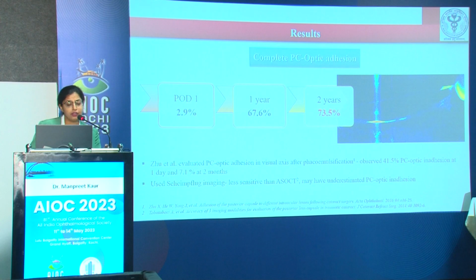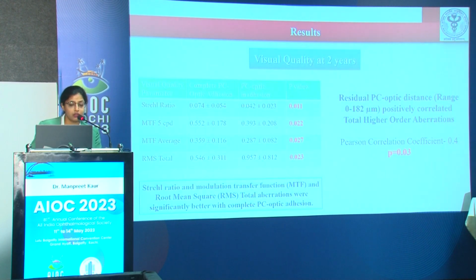So Zhu et al. had evaluated PC optic adhesion in visual axis after phacoemulsification, and what they observed was that 41.5% had complete inadhesion at 1 day and 7.1% at 2 months. So as per them, 93% at 2 months had complete adherence. However, they used Scheimpflug imaging, which is less sensitive than anterior segment optical coherence tomography, and it may have underestimated the real incidence of PC optic inadhesion. So why is it important? The residual PC optic distance positively correlated with the total higher order aberrations with a Pearson correlation coefficient of 0.4 and a p-value of 0.03.